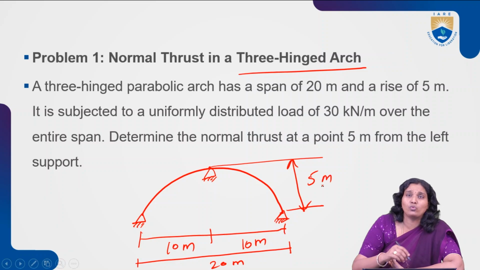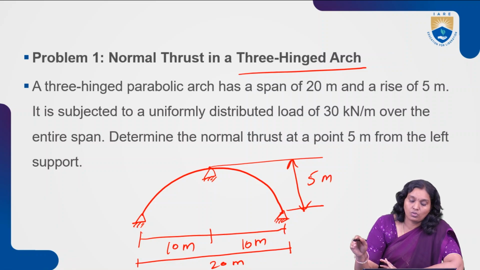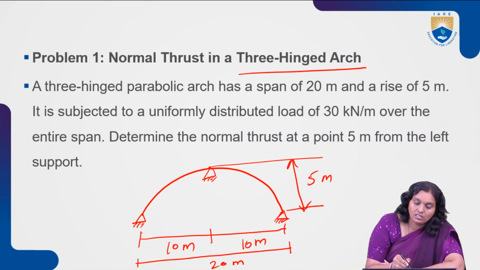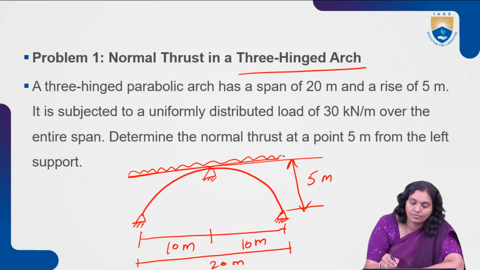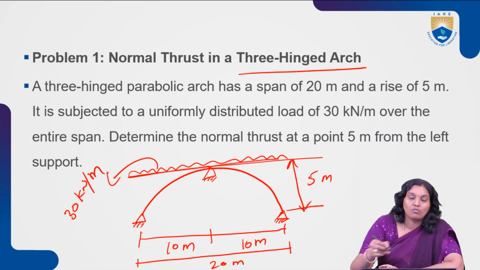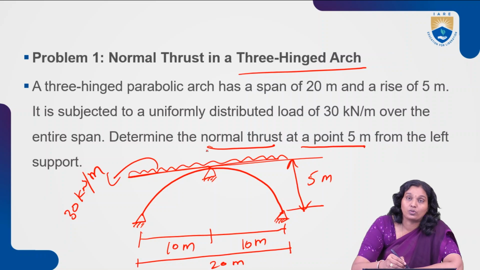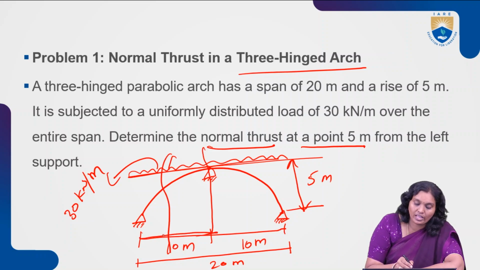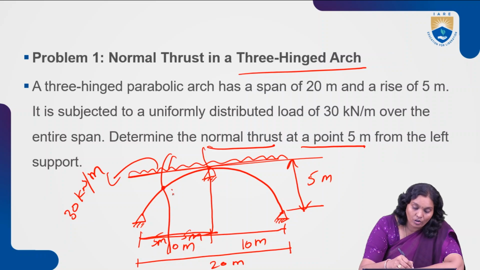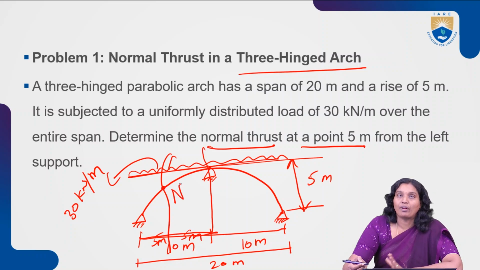It is subjected to a uniformly distributed load throughout the arch, that is equal to 30 kilonewton per meter over the entire span. Determine the normal thrust at a point 5 meters from the left support. Between here to here is 5 meters. 5 meters from here, find out the normal thrust value from the left support.